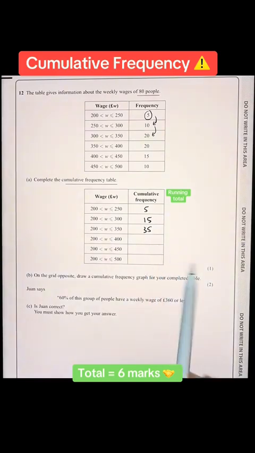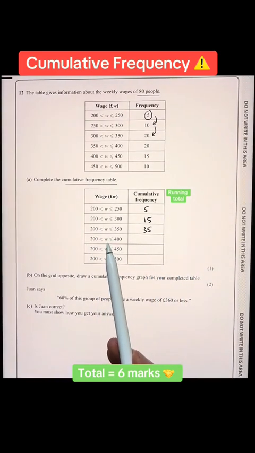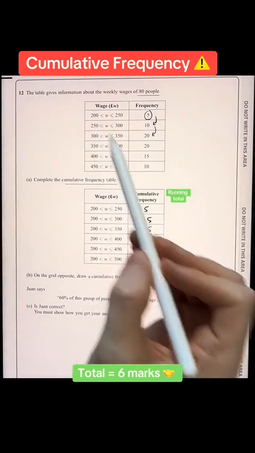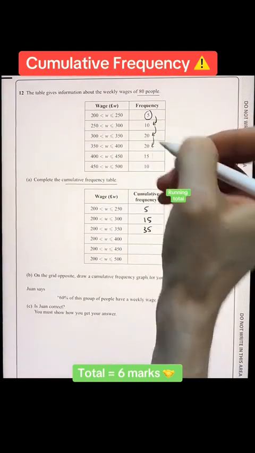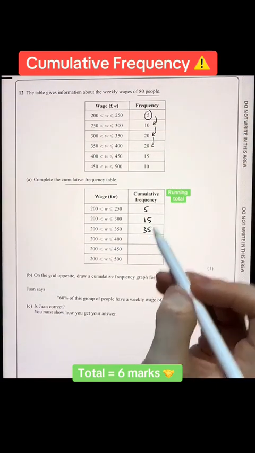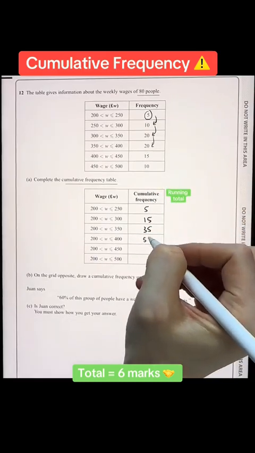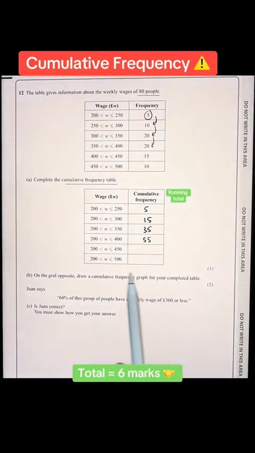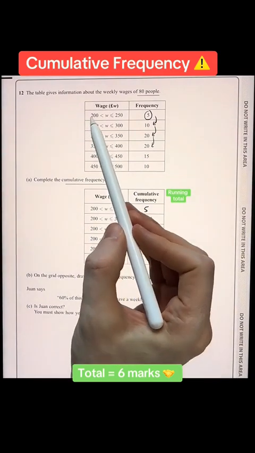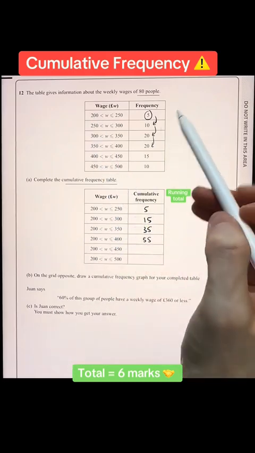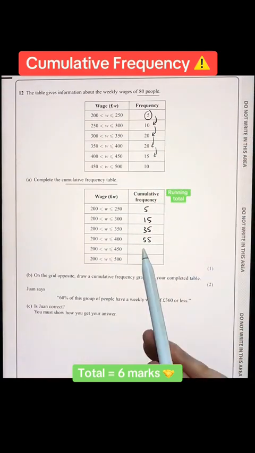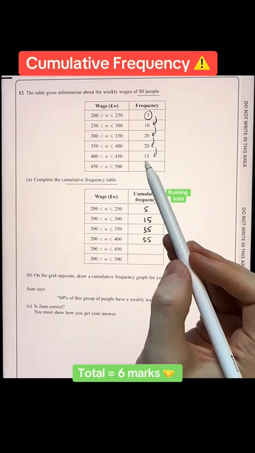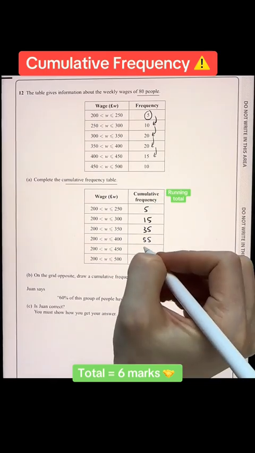For my next cumulative frequency, I want the wages between 200 and less than or equal to 400. So 200 and less than or equal to 400 means adding up my first four frequencies. I know my first three frequencies add up to 35. So 35 add 20 gives us 55. For my next cumulative frequency, I want the wages between 200 and less than or equal to 450. Hence, I'm adding up my first five frequencies. I know the first four frequencies add up to 55. So 55 add 15 will give us 70.